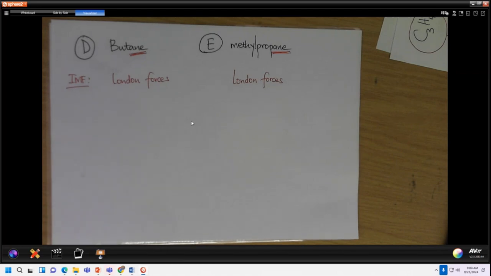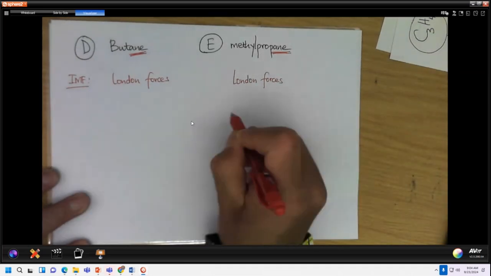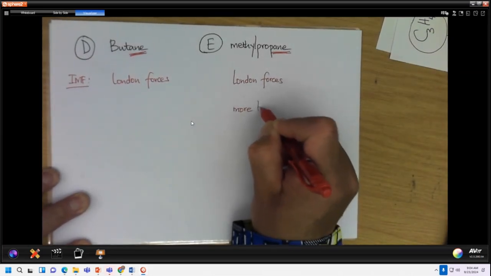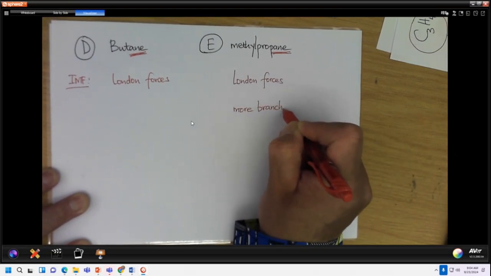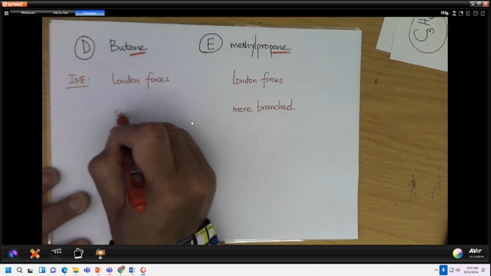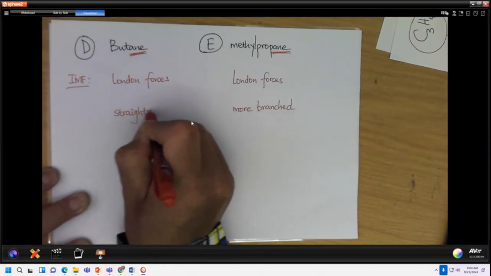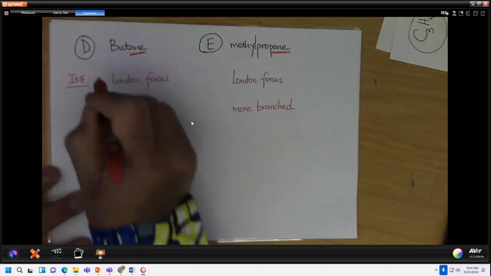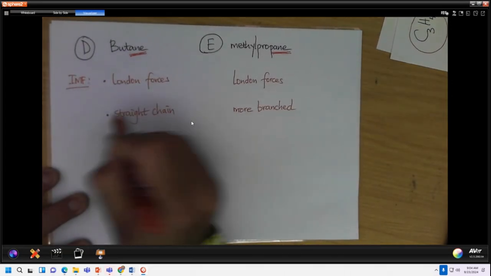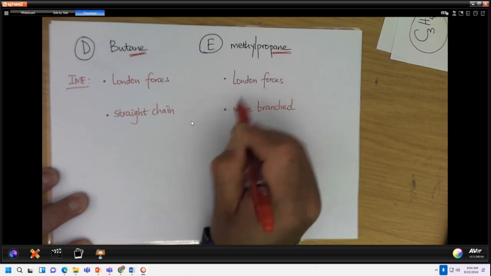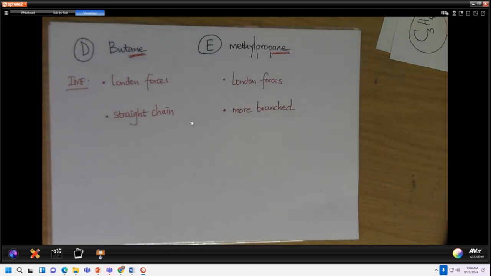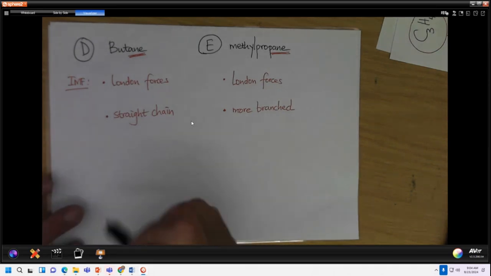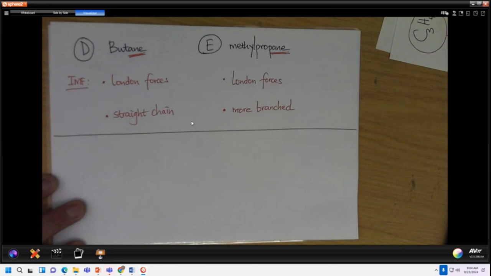What about the branching? This one here is more branched. This is a straight chain, one can call it. So these are points we're going to need. Very important. Methyl propane is more branched. Butane is just a straight chain like that. So how do we go about answering the question? Well, now that we've planned our work, let's work our plan.